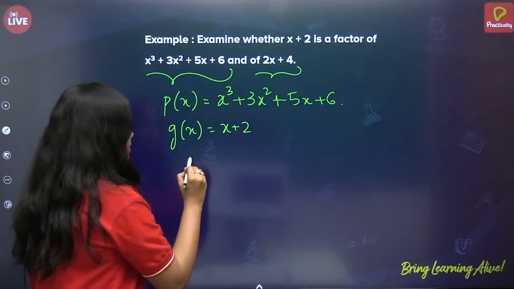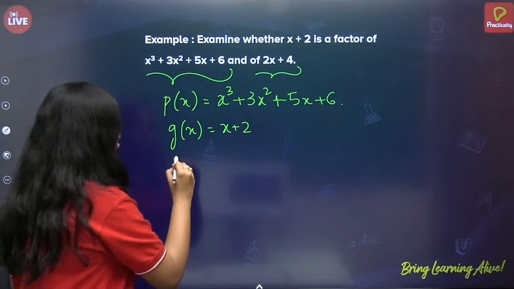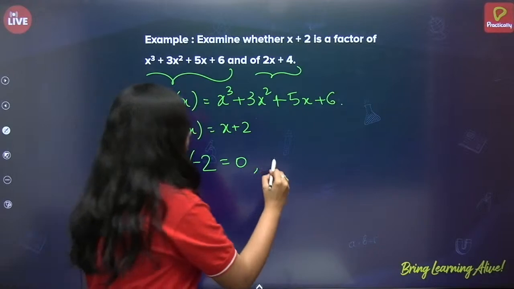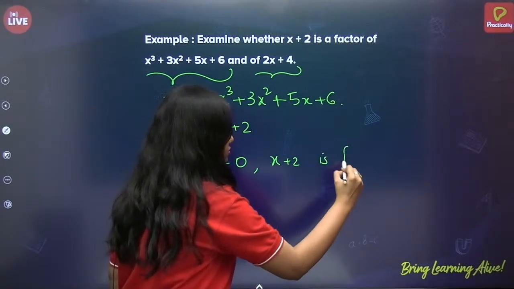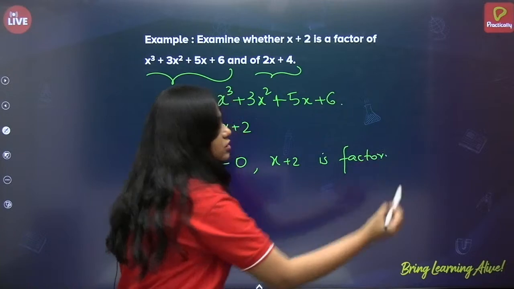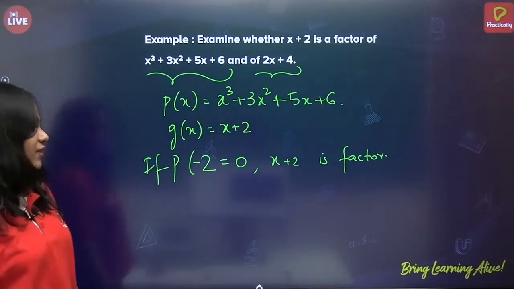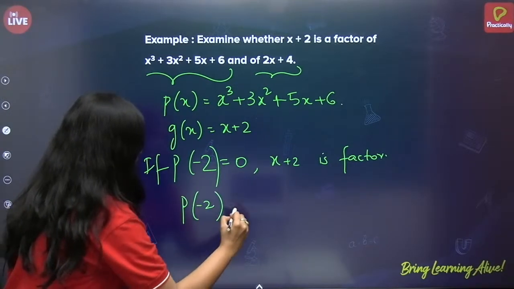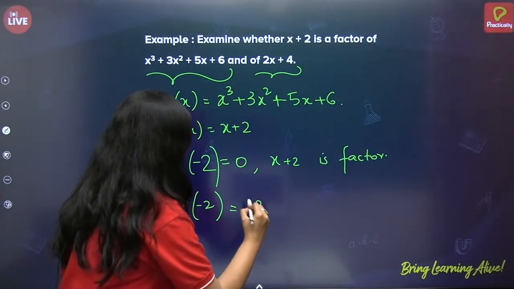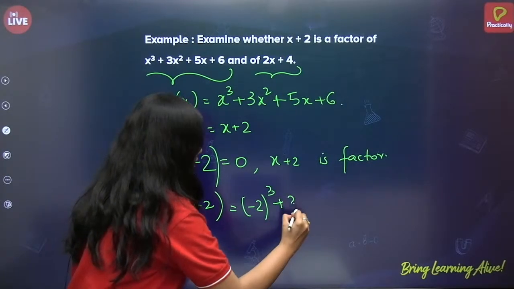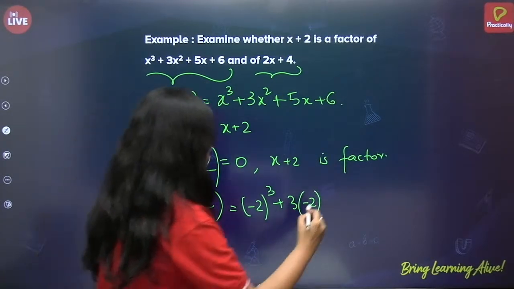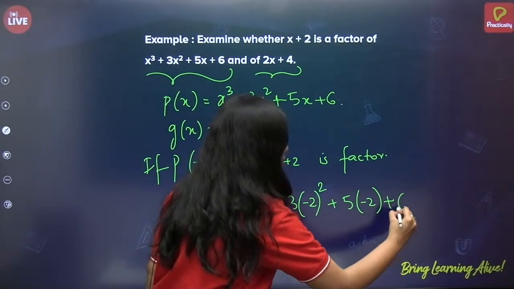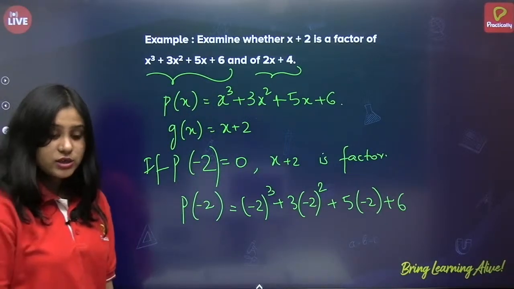And here what do we have to check? P of minus 2. If P of minus 2 is equal to 0, then x plus 2 is the factor. Correct? So this is what we have learned through the factor theorem. Let us just do it. P of minus 2. Substitute minus 2 whole cube plus 3 of minus 2 whole square plus 5 of minus 2 plus 6. It is a factor. Okay, very good.